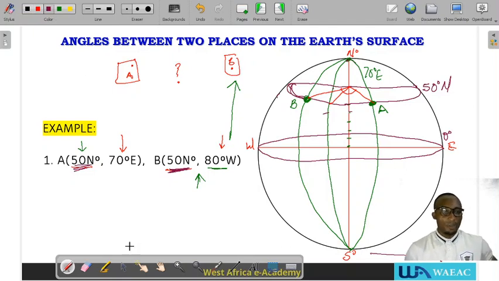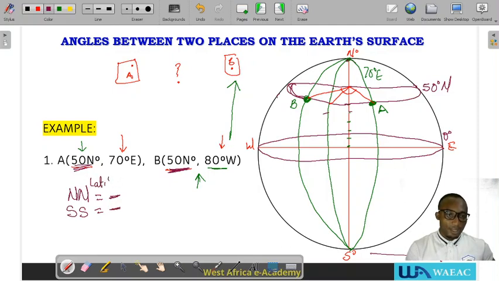Now we need to take note of something here. There is a rule we need to follow. For latitude, if the two are both north or both south, we are going to subtract. And if it is not the same, if there is a difference, we are going to add. The same thing goes for longitude.